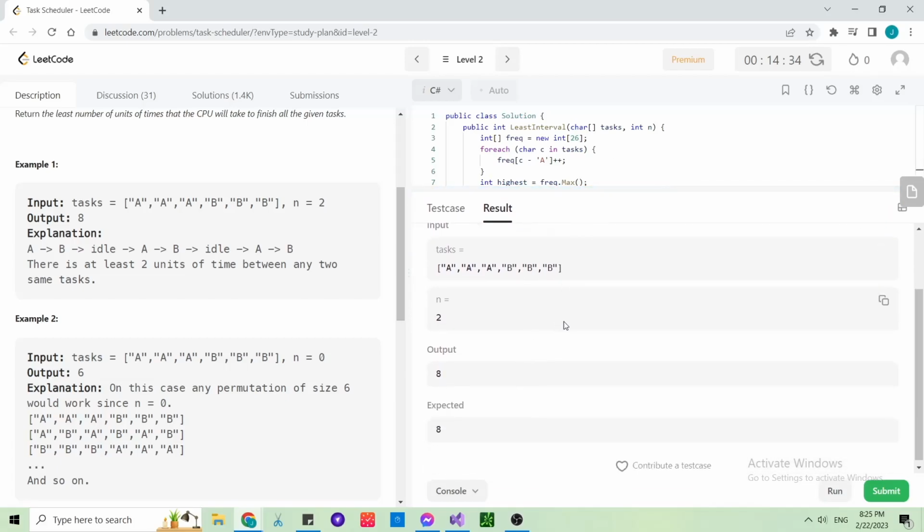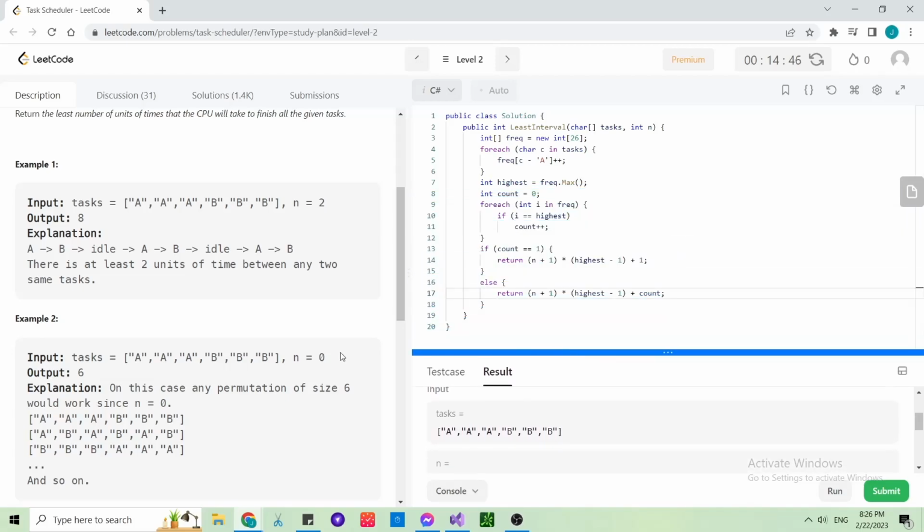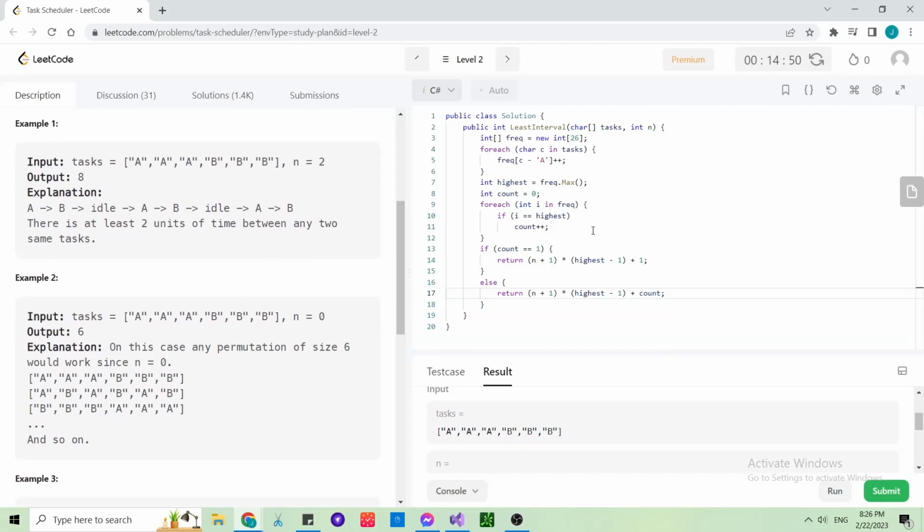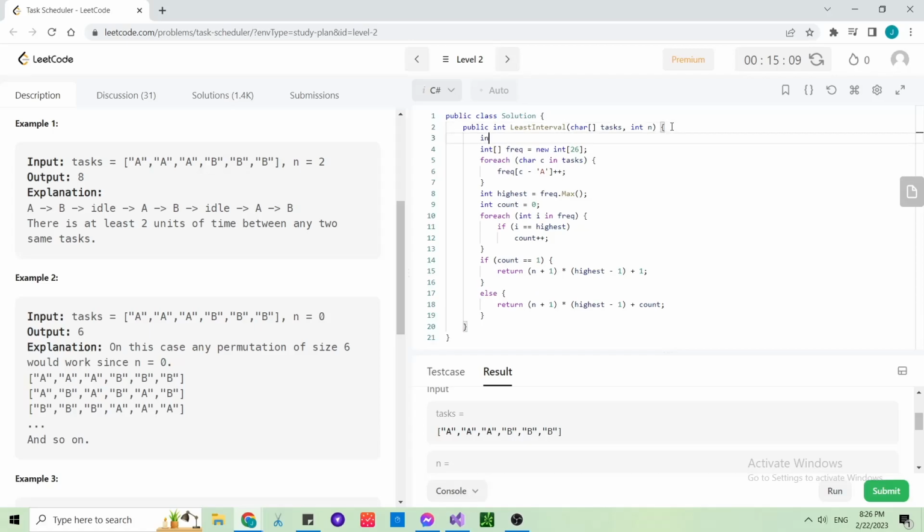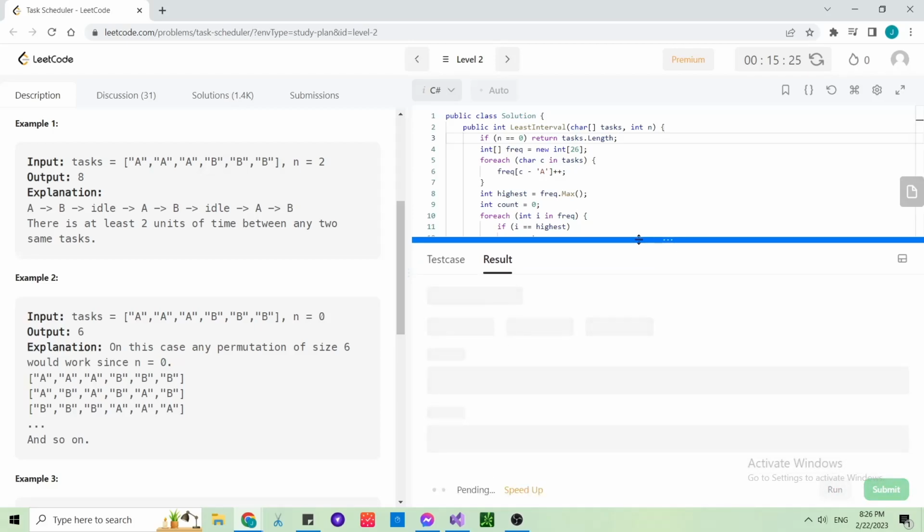Okay, wrong answer for case 2, correct for case 1 and 3. Let's see why we got output 4. So we had 3 A's, so highest would be 3, n is 0, so we have n plus 1, 1 times 3 minus 1, so 1 times 2 plus count is 2, so we just return 4. And that is obviously unreasonable because the input array has 6 elements in itself, so it cannot ever be less than that. So my fix was to add in the first line, if cooldown period is 0, we just return the length.